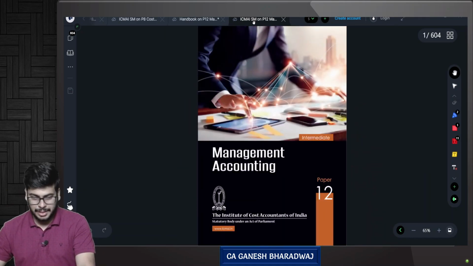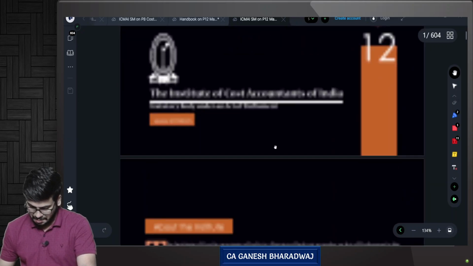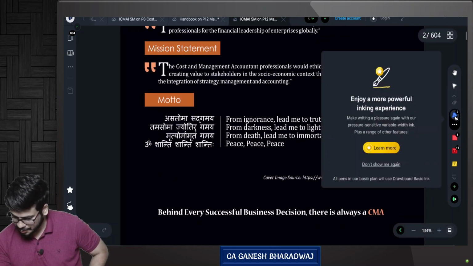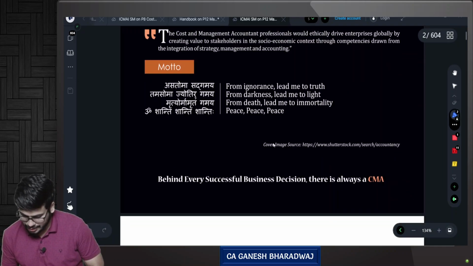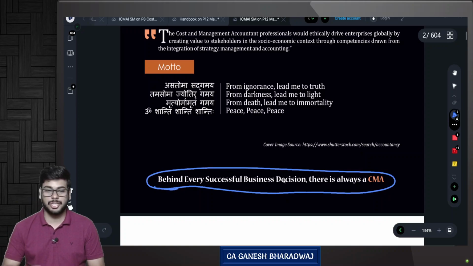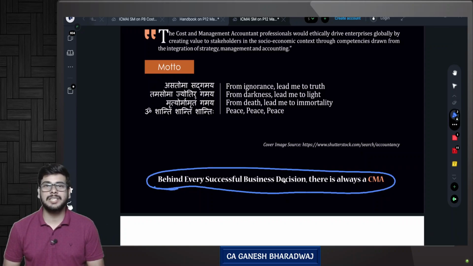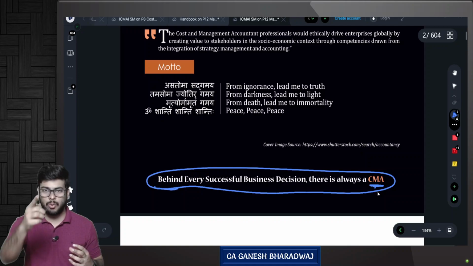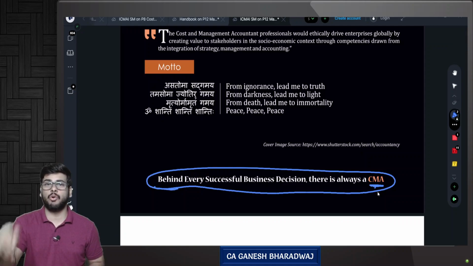That's why if you go to your study material and see the cover page, clearly there is a mention of what the institute has said. Behind every successful business decision, there is always a CMA. That is a tagline of our CMA Institute. And CMA stands for cost and management accountant. This is one of the most core papers in your syllabus. That's why this subject is very, very important.